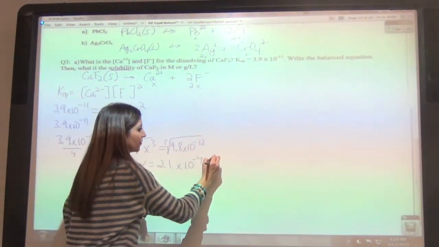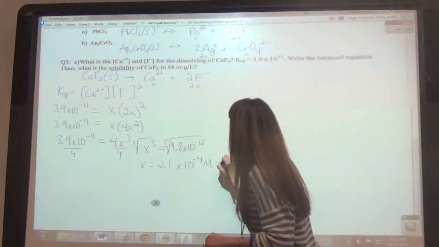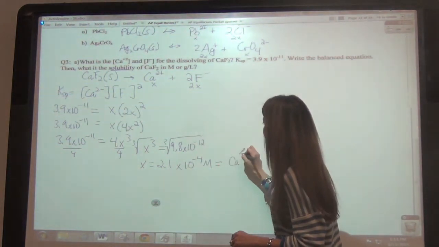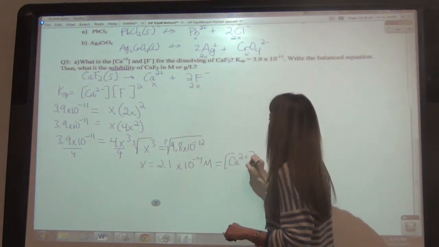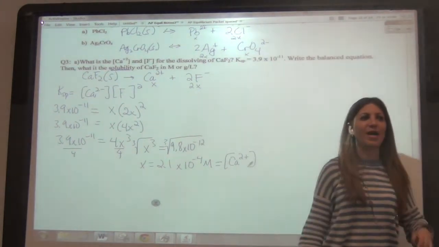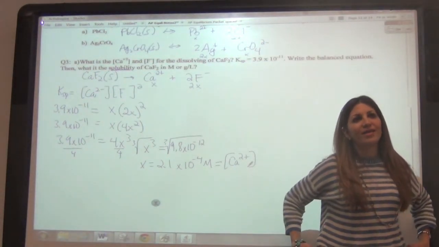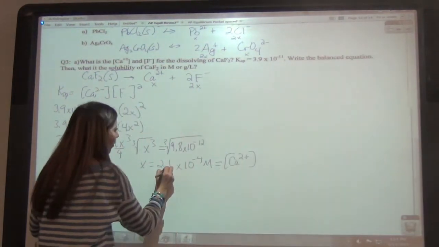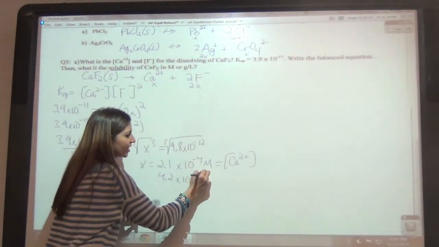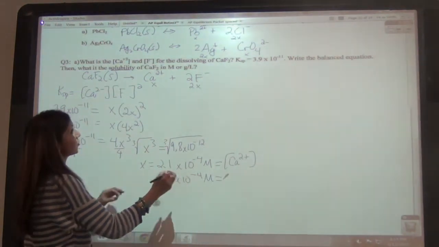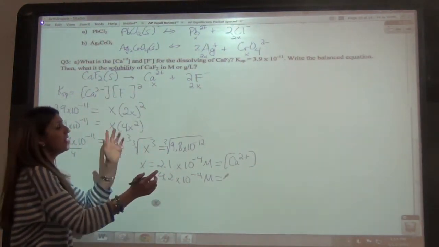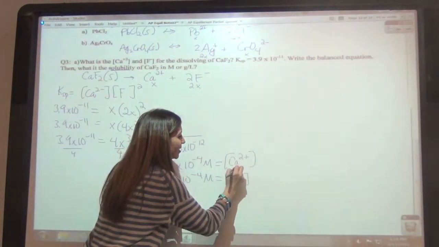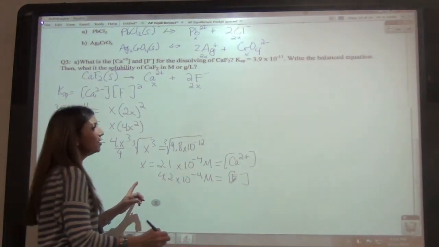Molarity. Perfect. Okay. This is equal to our calcium ion because we just solved for x. But is it equal to our F minus? Why? You need to do times 2. So that would be 4.2 times 10 to the negative 4 molar, if they're not even asking us for it, but if they did ask for our F minus concentration, then that's what that would be.